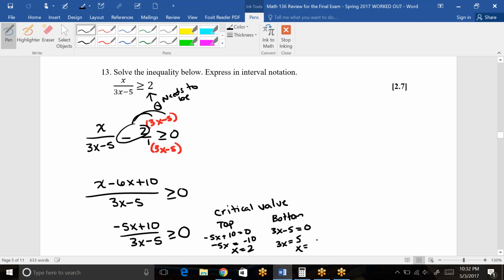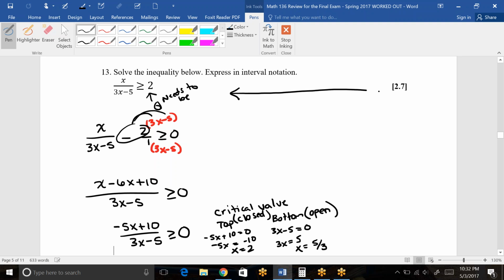So that looks like it's going to be 5/3. The big problem with rational inequalities is that just because you see an equal to bar doesn't mean everything's closed. In fact, the bottom is always open no matter what. The top obeys the inequality. So in this scenario, since there is an equal to, the top will be closed.